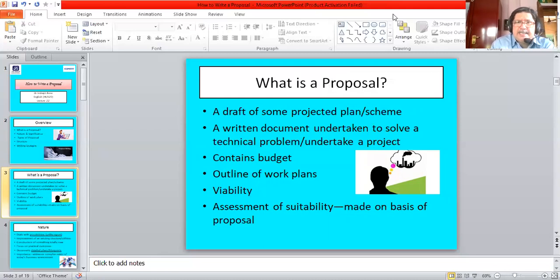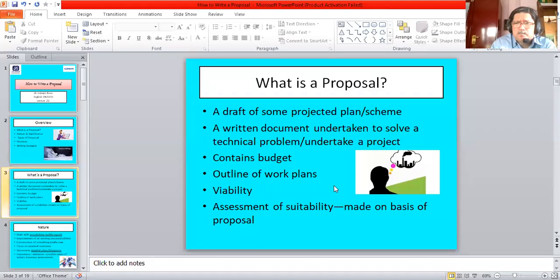Viability. Now this is another very, very vital factor in the planning of the proposal. And you know, it's all about viability. Yes. What is viability? So is your proposal feasible? Is it viable? Is it workable? Will it work in real practice?